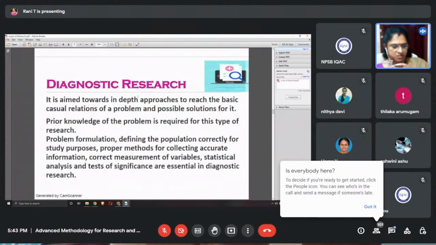Next one, diagnostic. When there is diagnosis, there will be a cause as well as an effect. First we need to find out the prior knowledge of that problem. Then only can we find out the cause as well as the effect. That is diagnostic research. Mostly in the medical field, we do this diagnostic research.